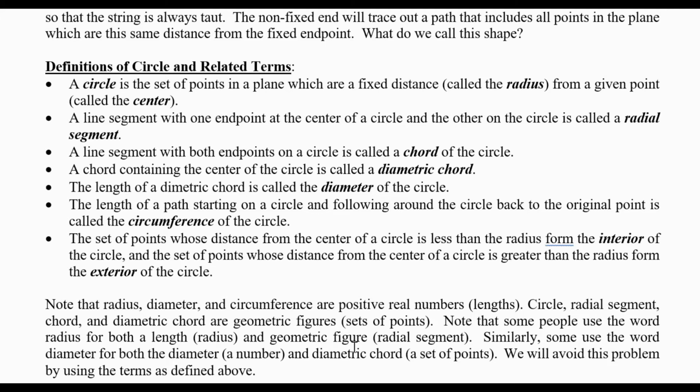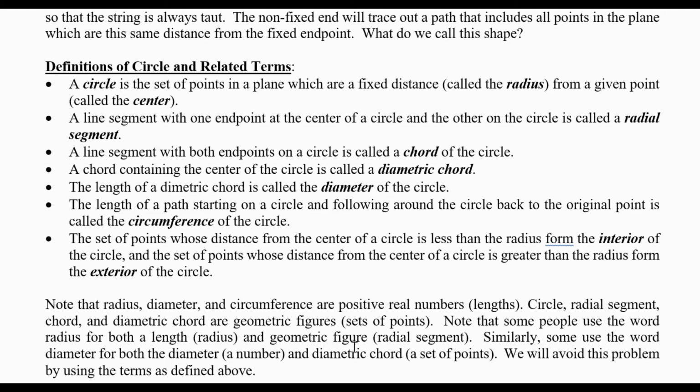A line segment with both endpoints on the circle is called a chord of the circle, C-H-O-R-D, chord. A chord containing the center of the circle, we're going to call that a diametric chord. The length of a diametric chord is called the diameter of the circle. So, of course, the diameter is twice the radius.